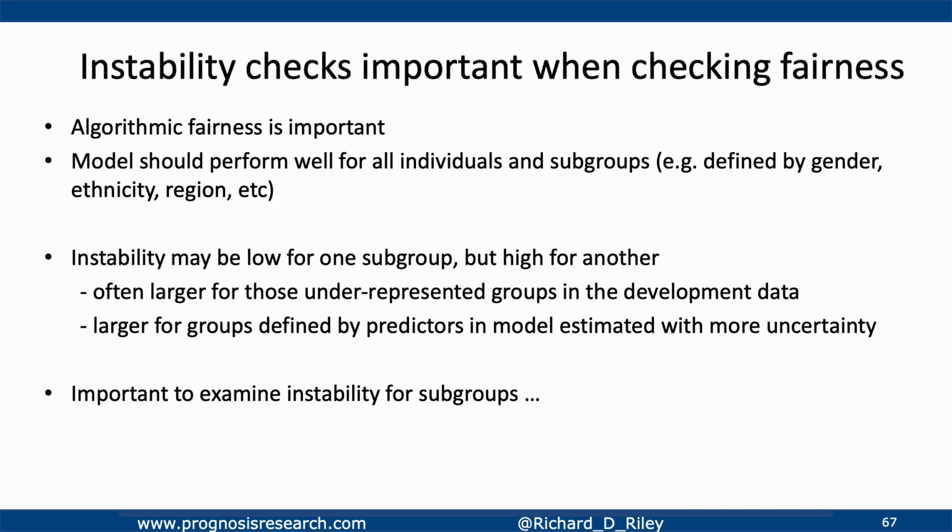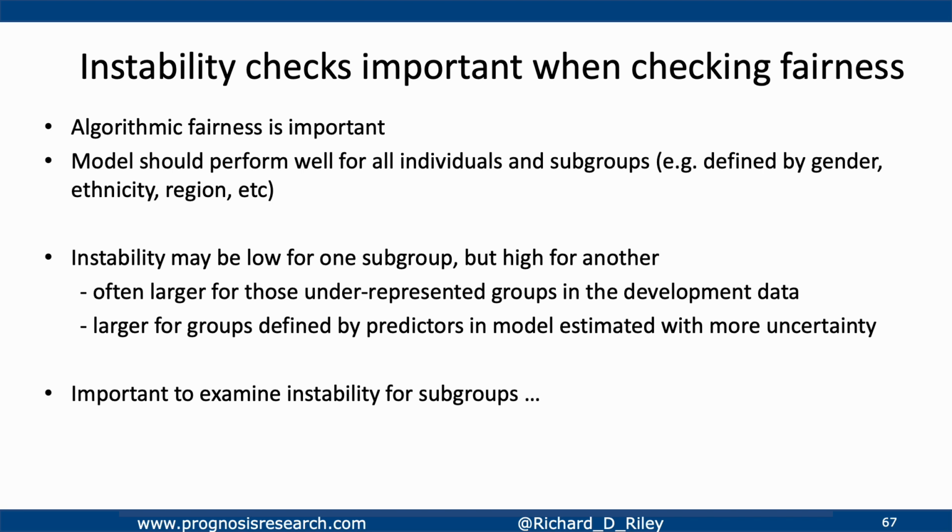There's a big push as well towards algorithmic fairness, that our models should be fair and work well for everybody. So, for example, in different ethnic groups, genders, regions, our models should be performing well and consistently well. But instability may be low for one subgroup but high for another. For example, if you've got a dataset which has an underrepresented group, then the instability may be larger. Some predictors in the model may not be measured as accurately as others. For example, if you've got one predictor with a rare category.